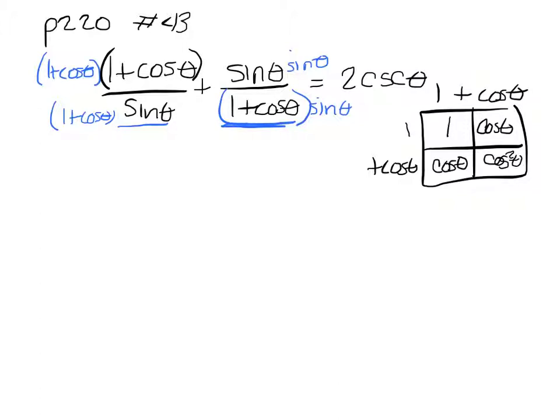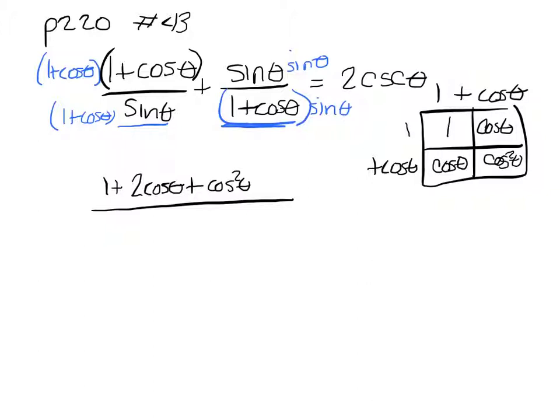So on the top, I'm going to have 1 plus 2 cosine, because I have 2 of these, plus cosine squared. Now I'm just going to point out, I'm not done with that fraction yet, but typically what happens when people do this problem is they'll take the 1 times the 1 and the cosine times the cosine, so they get 1 plus cosine squared. And then they're totally missing this 2 cosine. And so that's why we use the box, to make sure that we get everything multiplied times everything.